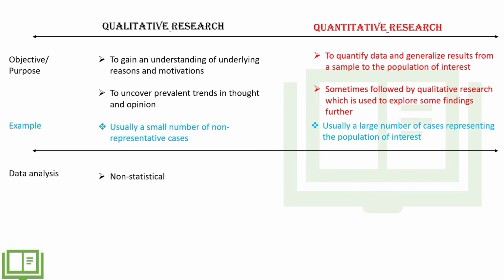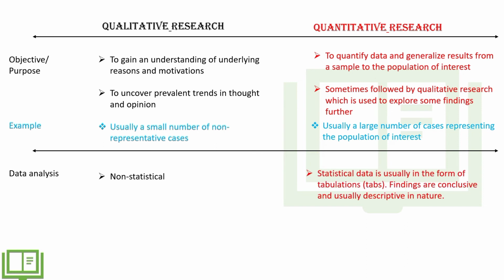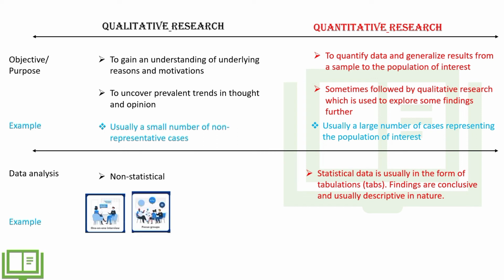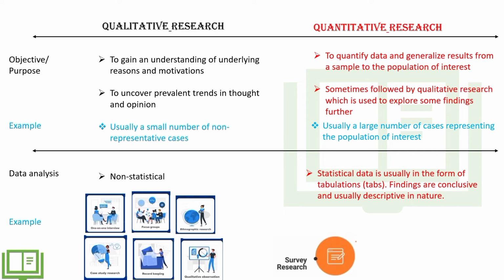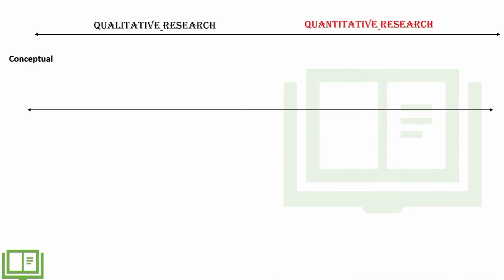In terms of data analysis, qualitative research is non-statistical, while the quantitative research is statistical. Data is usually in the form of tabulations. The findings are conclusive and usually descriptive in nature. Examples of qualitative research are one-on-one interviews, focus groups, ethnographic research, case study research, record keeping, and qualitative observations, while the quantitative research examples are the survey research, correlation research, and experimental research.